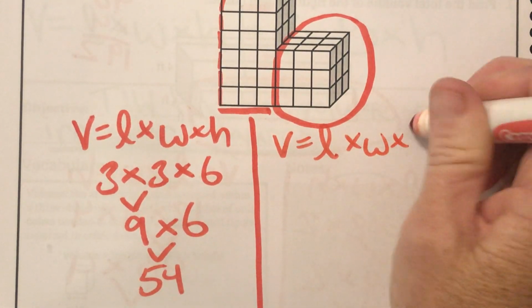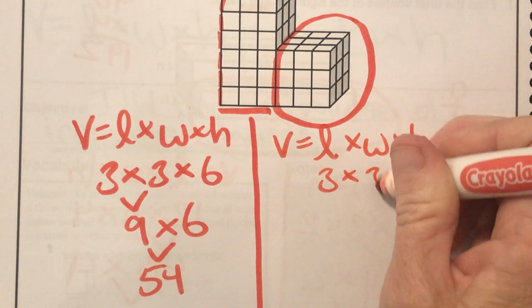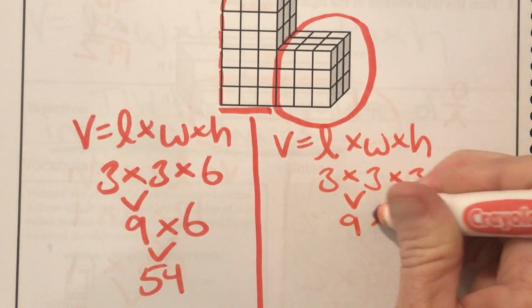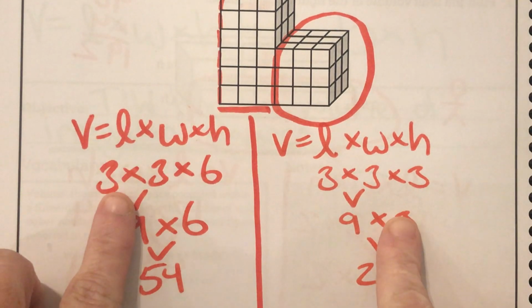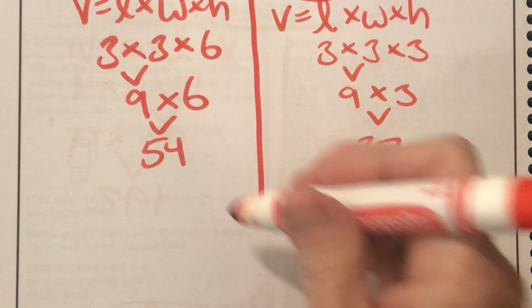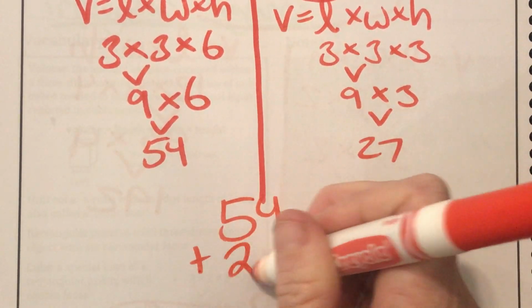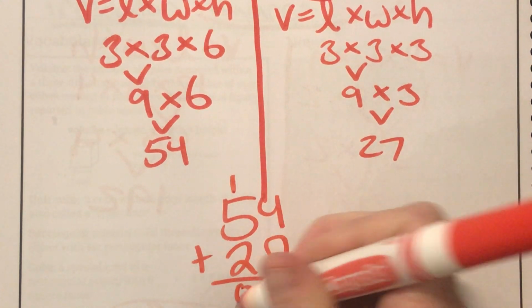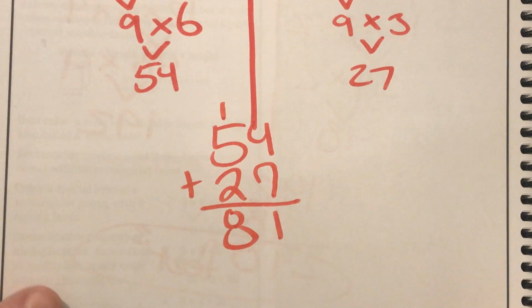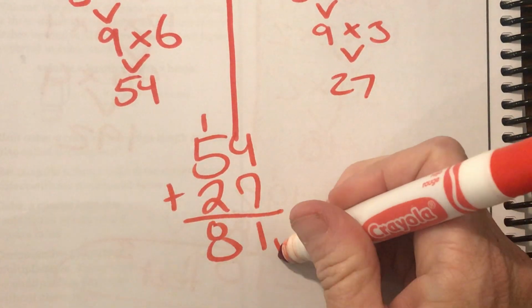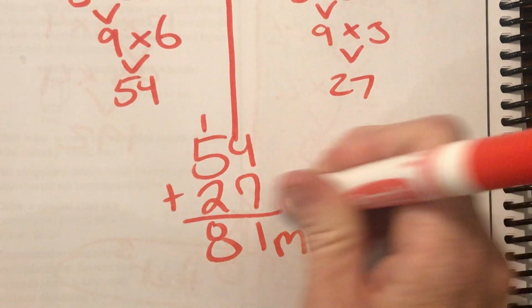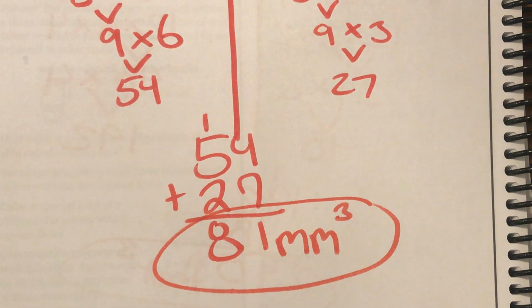Okay, for this one, I'm getting, and I always start with my formula, it looks like it's a perfect cube to me. So I am getting for this shape 27. Okay, now that I've solved them separately, I need to put them together. So I have 54 plus 27 is 81. And my final step is my measurement is in millimeters. So it's going to be 81 millimeters cubed. And I am done.